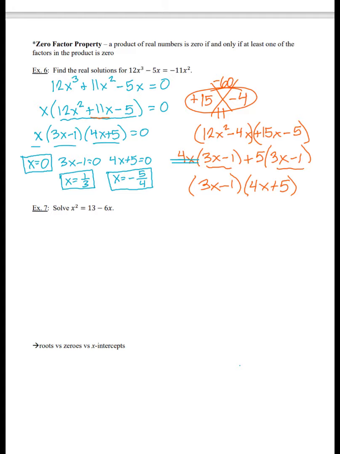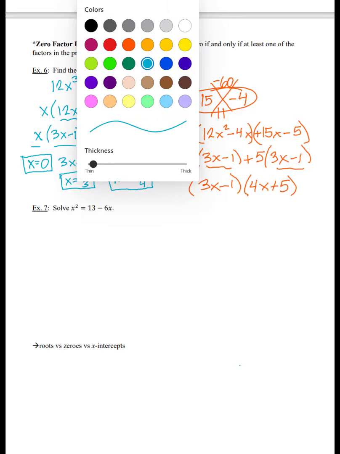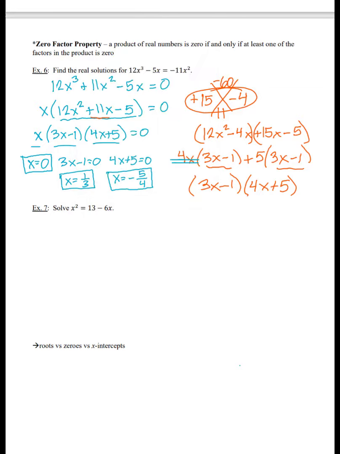All right, example 7 has us working with a quadratic equation this time. So let me make some colors here. Similar process, we want to set it equal to 0. So we would have x squared plus 6x minus 13 equal to 0.